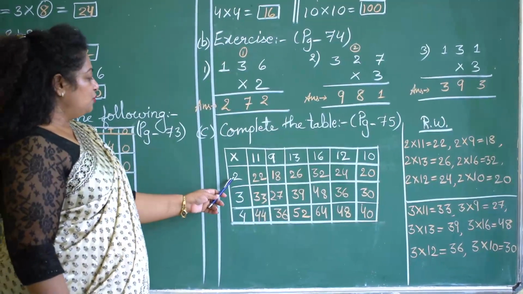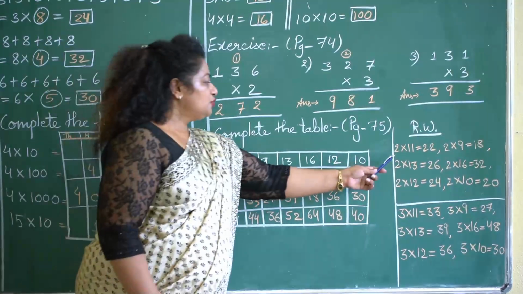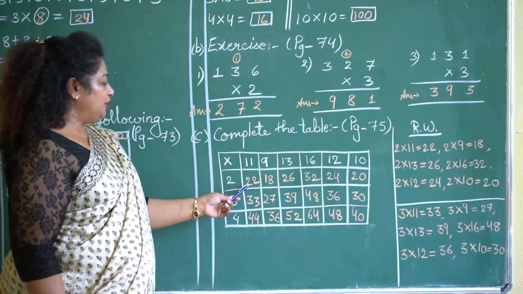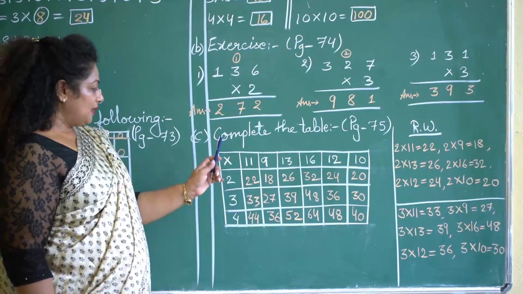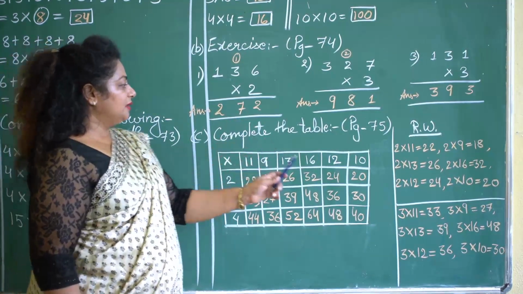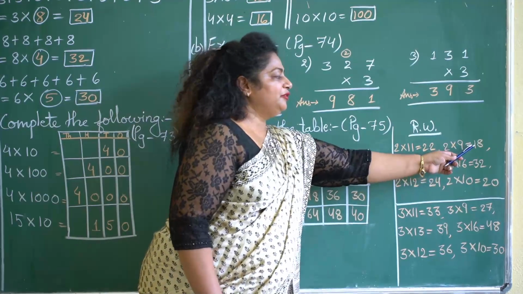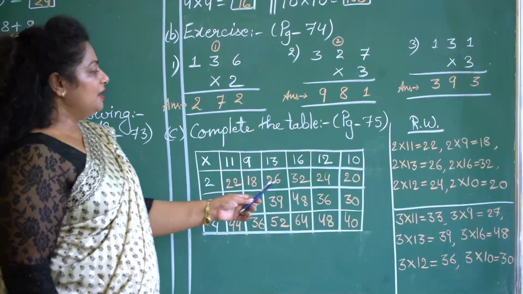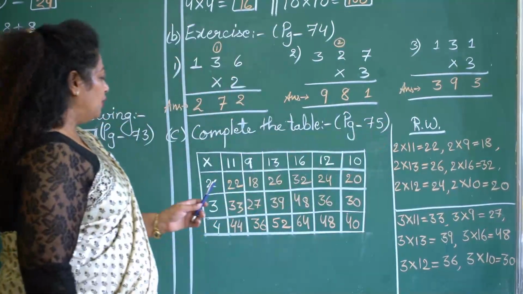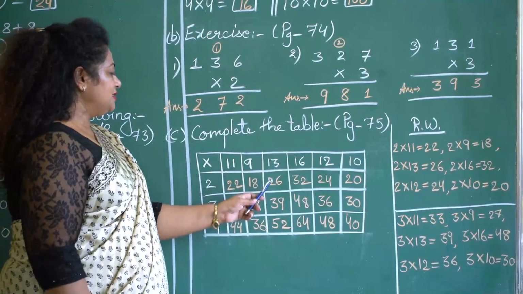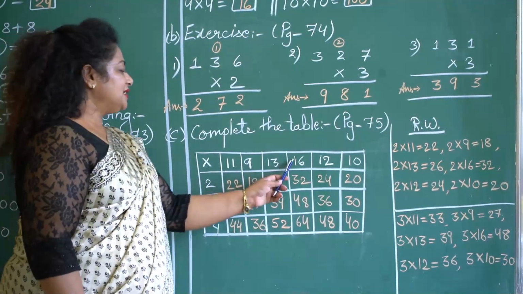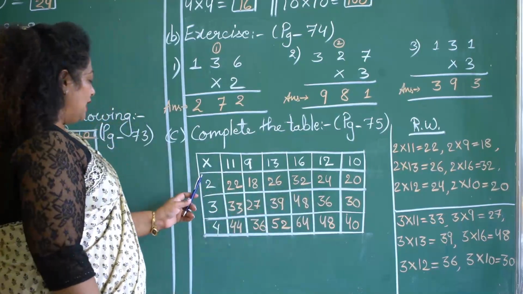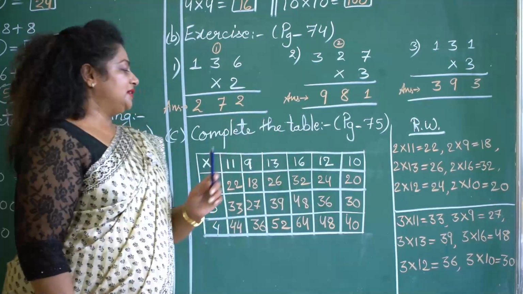First number, 2 multiplied by 11. 2 multiplied by 11 will give you the answer 22. So let us write 22 in the first box. Next, 2 multiplied by 9. 2 multiplied by 9 will give you 18. We have written it in the second box. And similarly, by following the same process, we got the answers. 2 13s are 26. 2 16s are 32. 2 12s are 24. And 2 10s are 20.